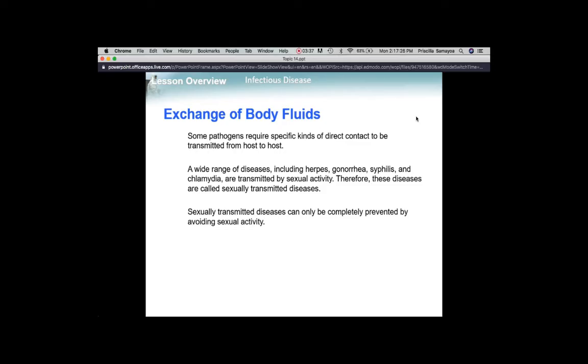Alright, so we talked about the spread of bodily fluids. That also does include sexually transmitted infections, which can include viruses or diseases such as herpes, gonorrhea, syphilis, and chlamydia.